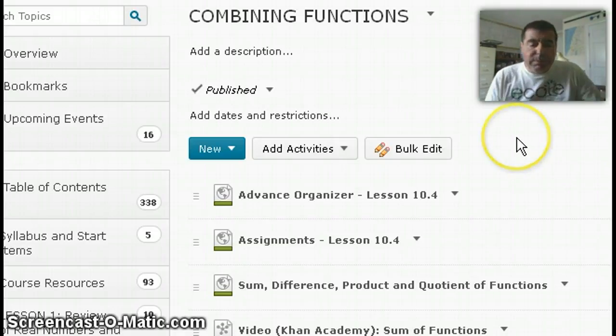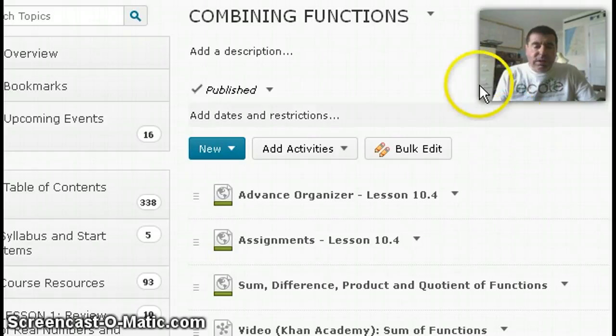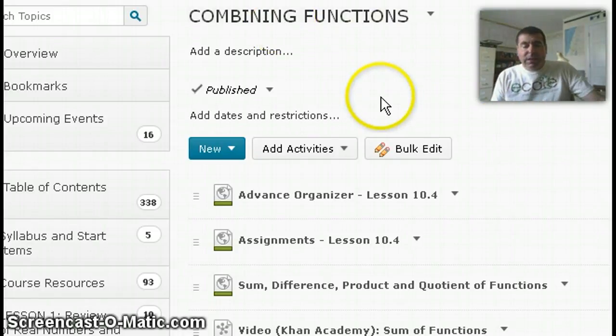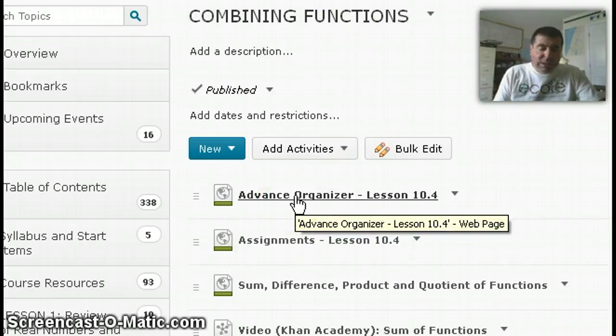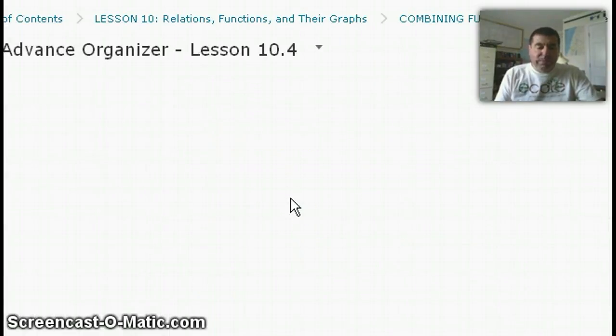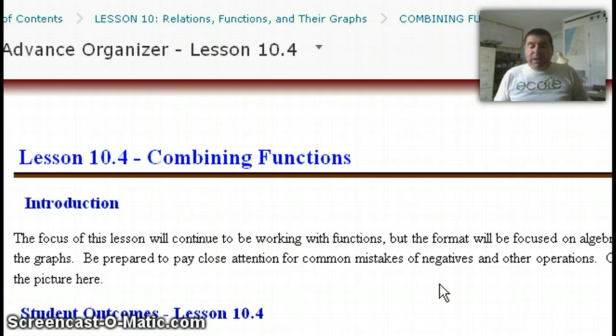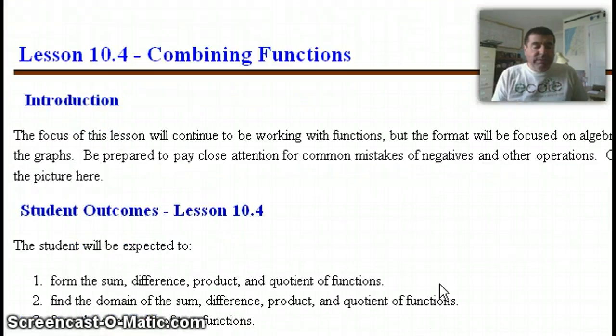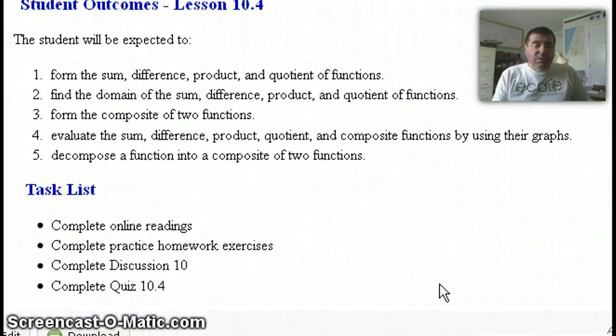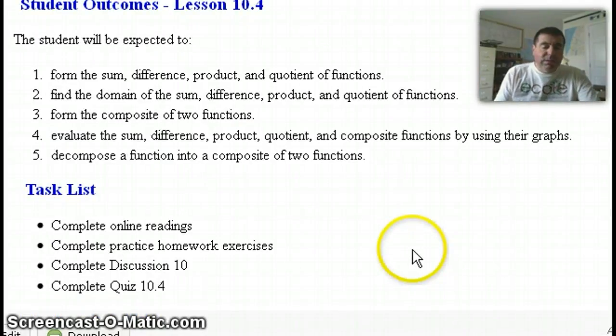Now, I have placed on here your tasks. So we're calling this combining functions, and we have an advanced organizer and so forth. Let's click on this for a second and notice a few things. So what we're doing is we're continuing to work with functions, but we're doing more. We're combining them. We're doing a variety of operations. These are the things that we want to be able to point out.